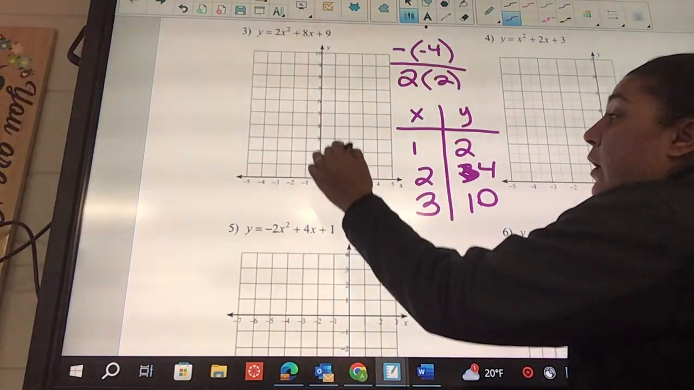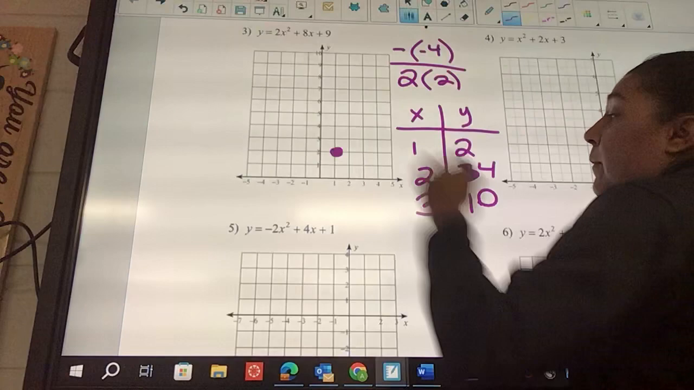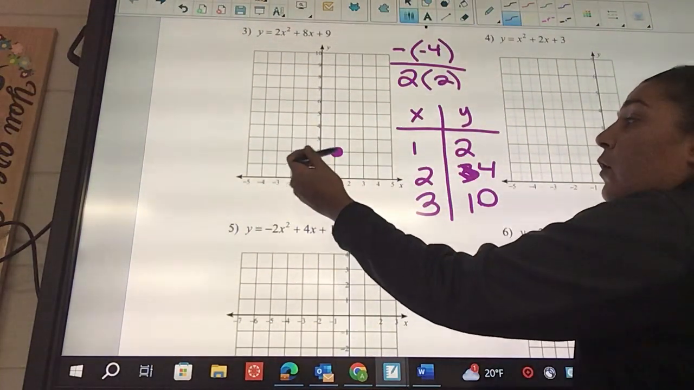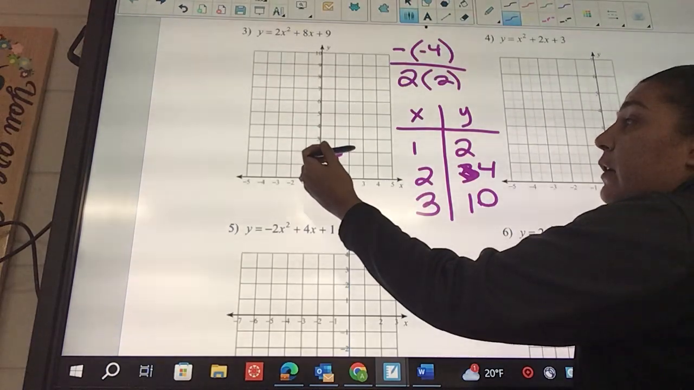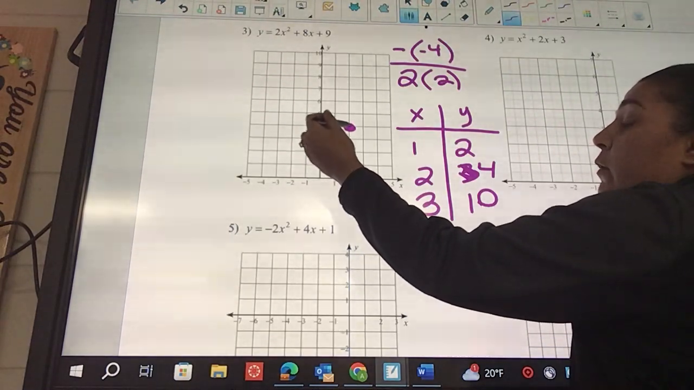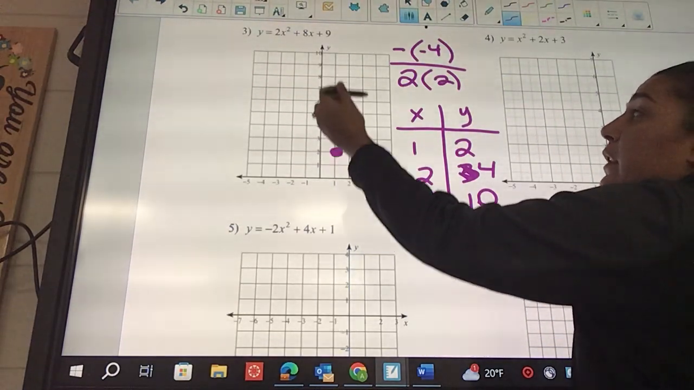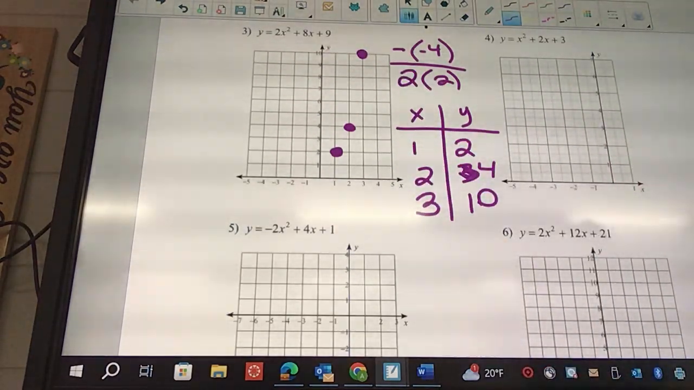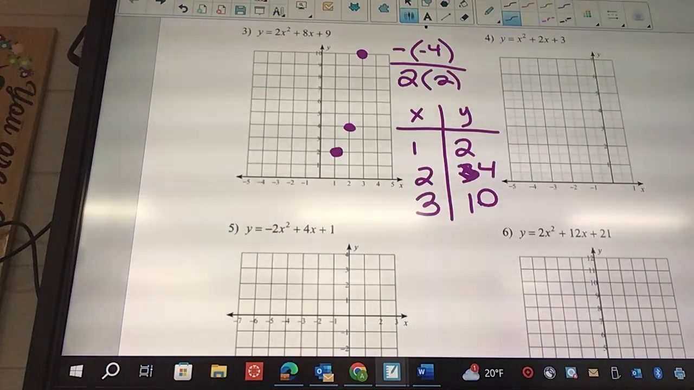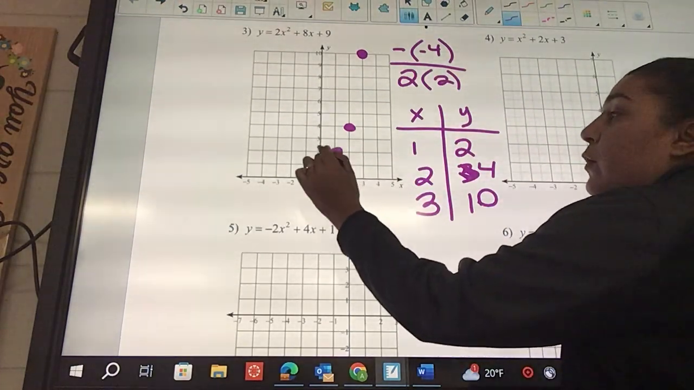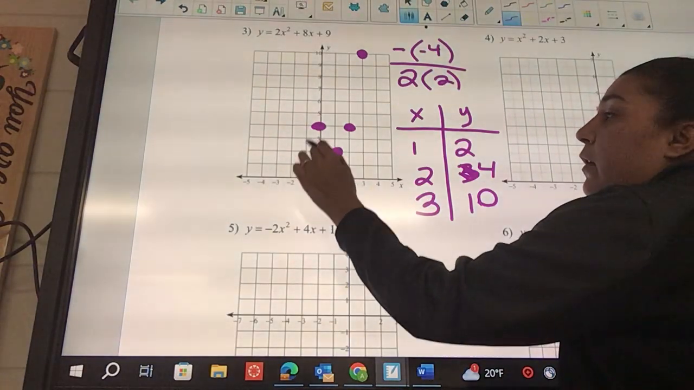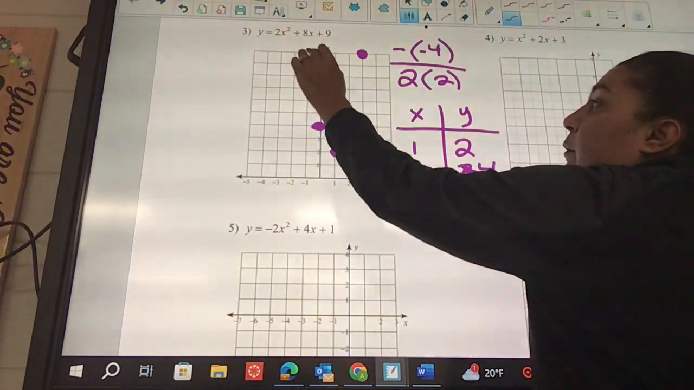So we're going to go to 1, 2. Then again, we're going to go over 1 to be at the 2 and go up to 4. Over 1 to be at the 3, and then go up to 10. Then we just match that over: I went over 1, so I'm going to go over 1 this way and go up to the same level. Then over another one and up to the same level.